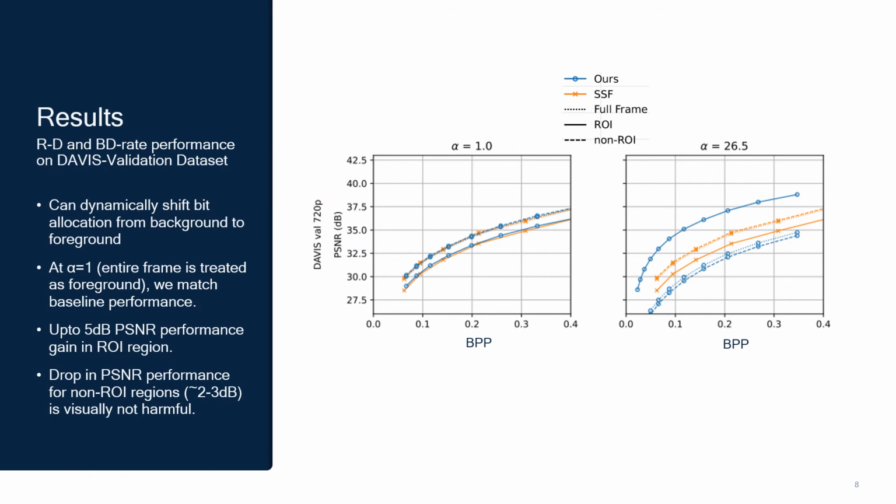Our quantitative results include bitrate versus PSNR plots. At alpha 1, we match baseline performance. Here we treat the entire frame as foreground. At higher alphas, we gain up to 5 dB in ROI PSNR with a 2 to 3 dB drop in non-ROI regions, which we found to be visually not harmful.